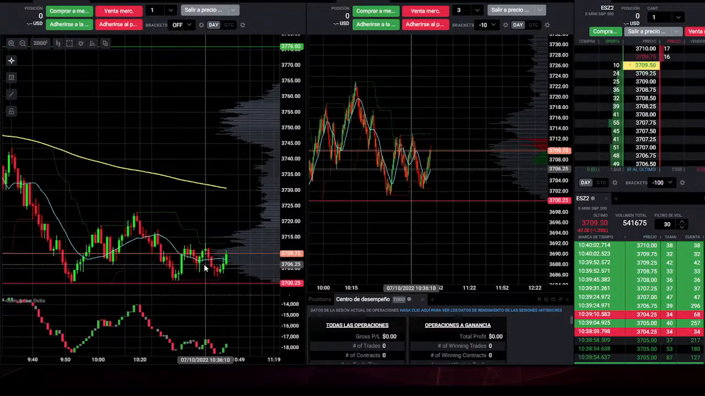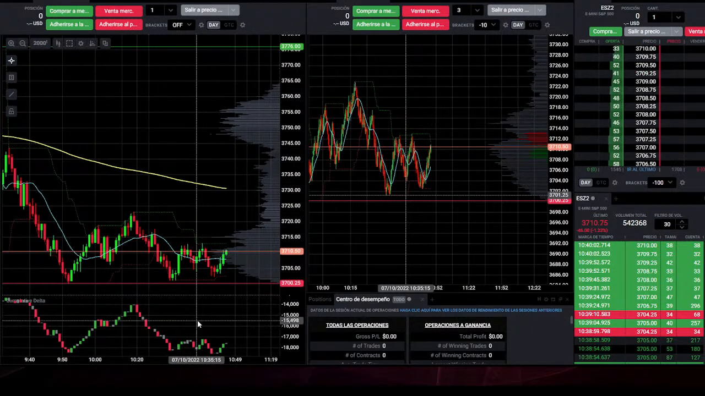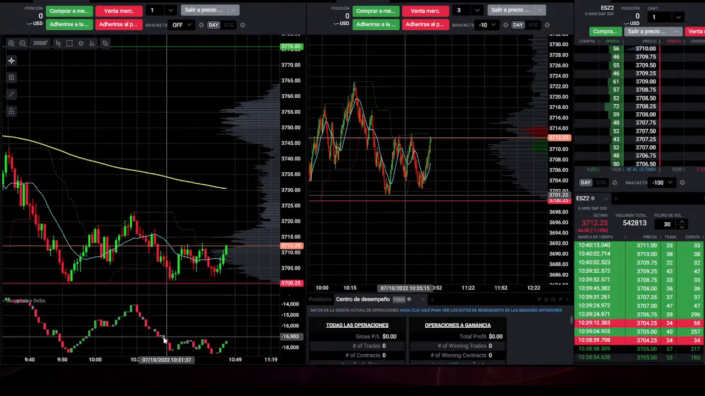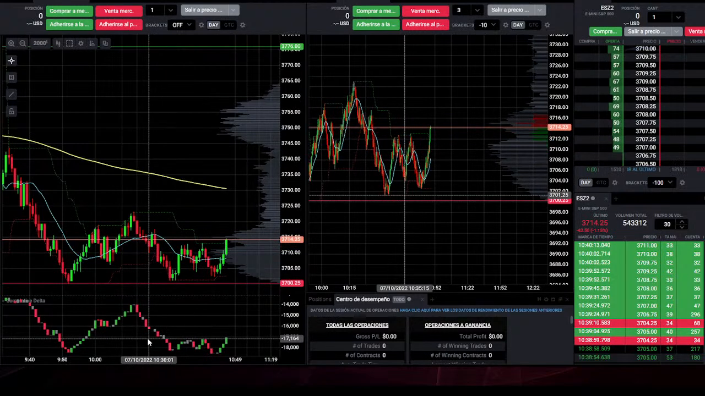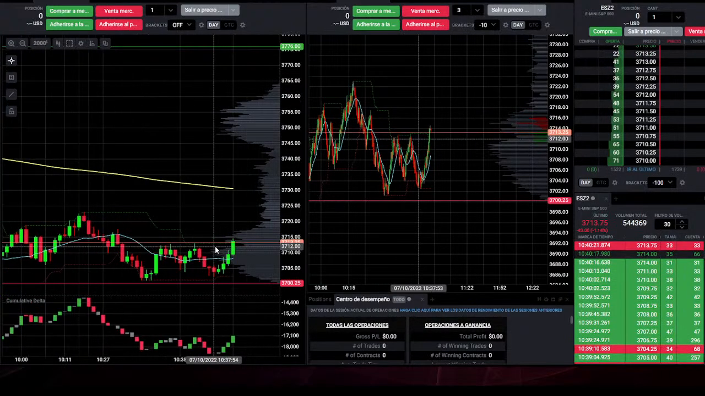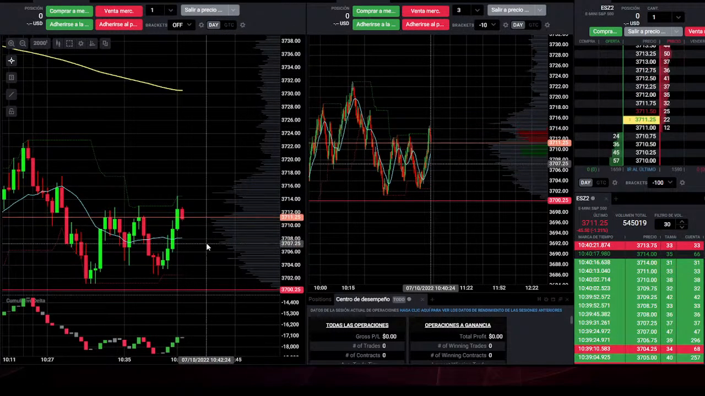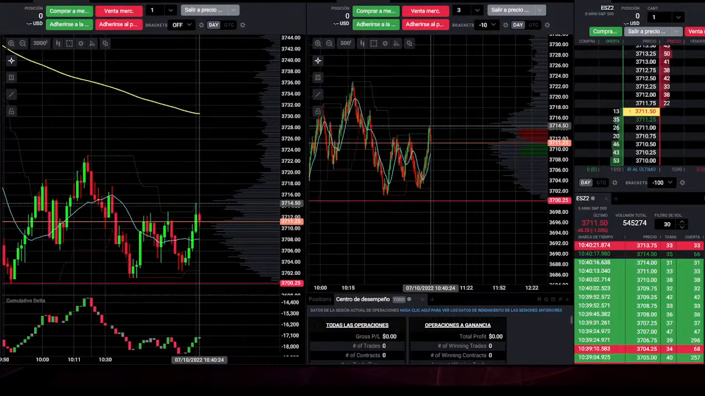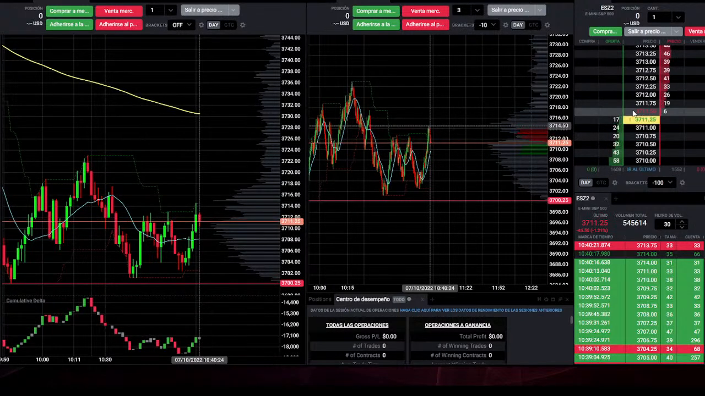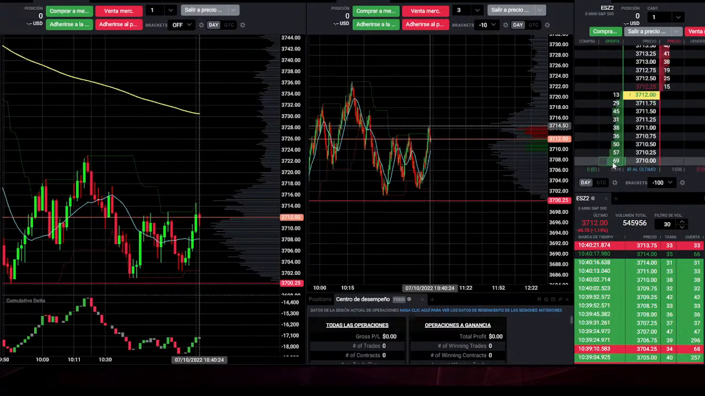Okay. And here on the bottom, I have the cumulative delta. It's like the open interest of the session, how many people are pressing the buy market button. Okay, and well, here I have the volume profile of the session, and here is the DOM, so like the real time open orders, and here recent orders.